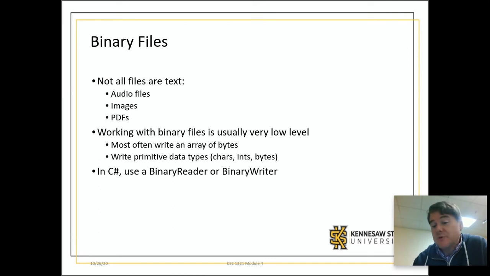All right, if you were dealing with a binary file, which could be an audio file, it could be an image, it could be a PDF, it could be a Word document, an Excel document, or it could just be some random binary file that's in some random binary format, then you're going to have to use the lower level ones. You can't print line or write line with binary data. So you would use binary writer and binary reader in C#.